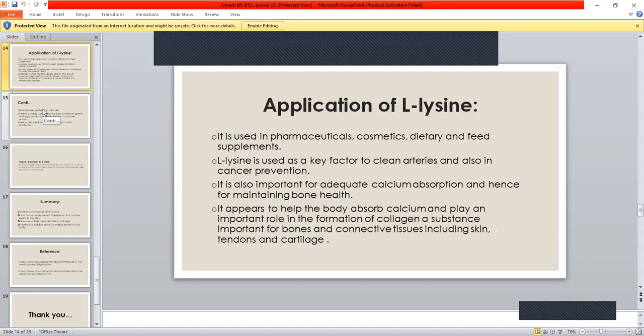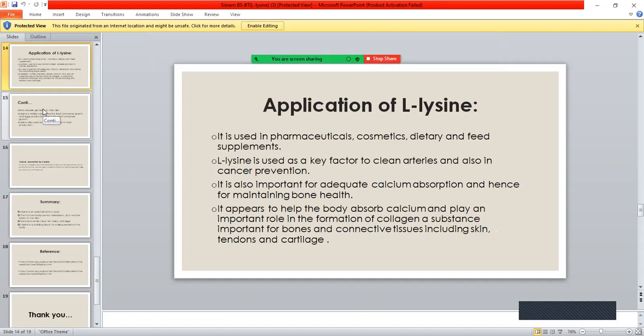Now comes the application of L-lysine. It is used in pharmaceuticals, cosmetics, dietary, and feed supplements. L-lysine is used as a key factor to clean arteries and also in cancer prevention. It is also important for adequate calcium absorption and helps maintain bone health. It appears to help the body absorb calcium and plays an important role in the formation of collagen, a substance important for bones and connective tissues, including skin, tendons, and cartilage.